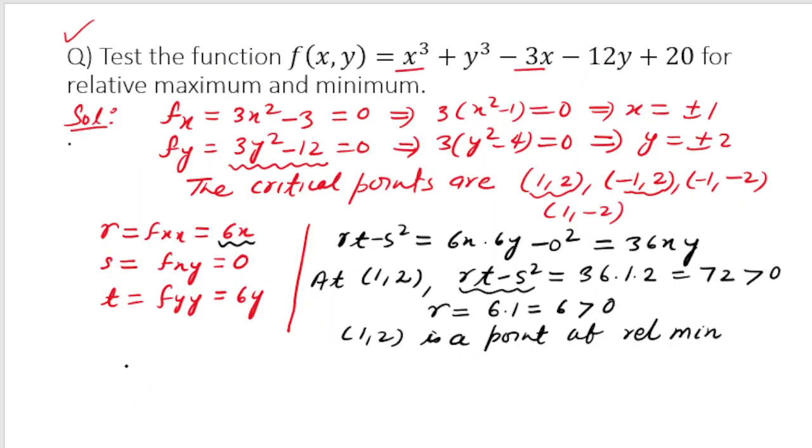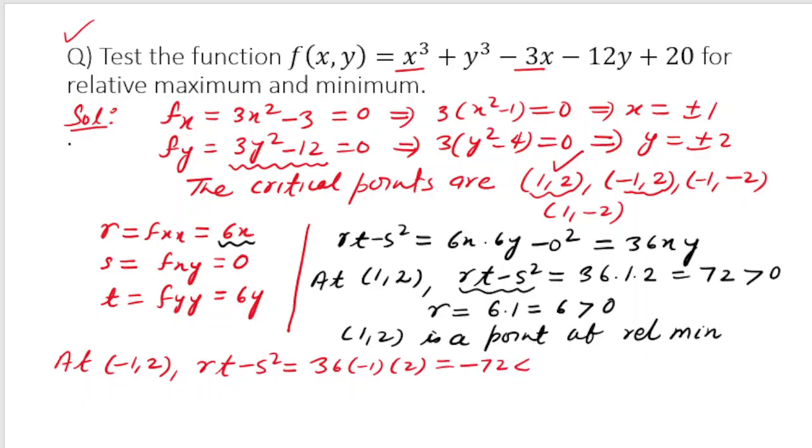Then we take the point, let me use this space here because I don't want to move to the next page. So I calculate at 1 comma 2 we did. Then let us take the point minus 1 comma 2. So at point minus 1 comma 2, rt minus s square is equal to 36 into minus 1 into 2, which is equal to minus 72, less than 0. And when it is less than 0, we don't have to do anything, means this point minus 1 comma 2 is a saddle point.